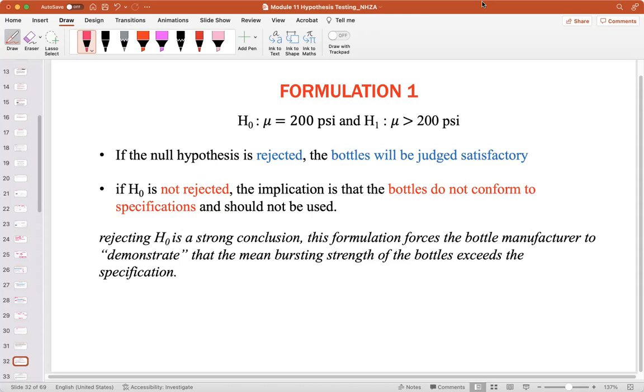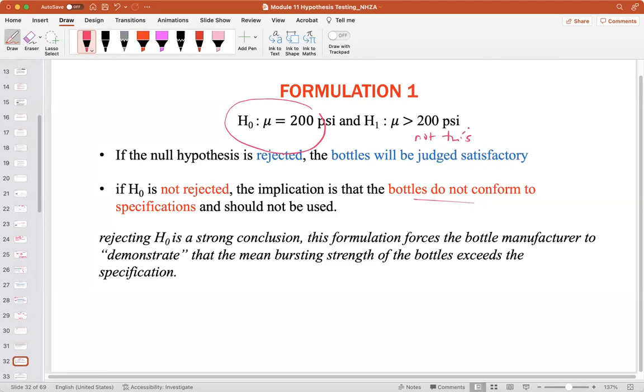Bear with me on this one, I know it's confusing. If I'm not rejecting this, I'm accepting this as a possibility. They are saying that the bottles do not conform. So rejecting H0 is a strong conclusion, because this formulation forces the bottle manufacturer to demonstrate that the mean bursting strength of the bottles exceeds the specification. So if we accept this, we are saying that the bottles are not this.